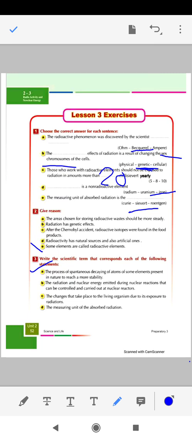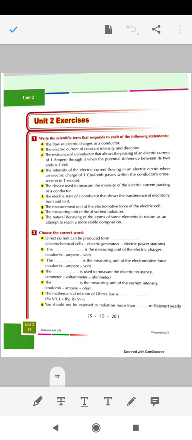طيب C. The change that take place to the living organism due to its exposure to radiation. هقول له mutation أو physical change. The measuring unit of the absorbed radiation تبقى sievert. ده كده معانا lesson 3 unit 2. كده احنا خلصنا 3 lesson. طيب تعالوا بقى نحل الاكسرسايز على unit 2 كلها.